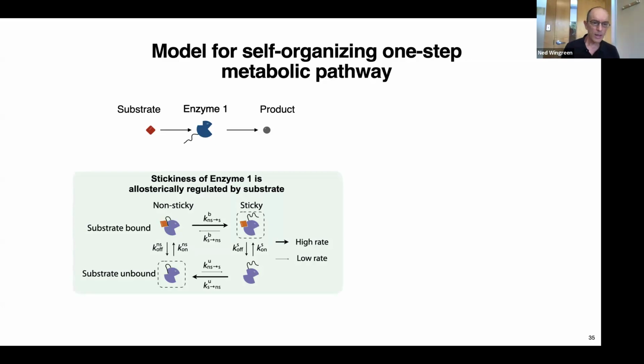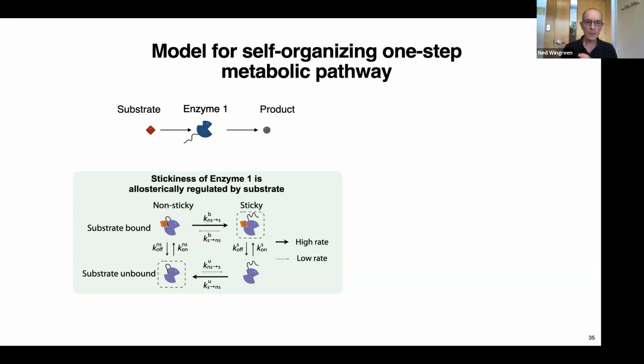The idea is that when the substrate is present, that's this little red diamond-shaped thing, it is going to stick in that allosteric site, and that sticking of the substrate in that allosteric site is going to release the tail. So if you go to the upper part of this little sketch of these 4 states, what happens is when the substrate is present, it binds to the allosteric site, it releases the tail, and that enzyme becomes sticky. And so it will tend to phase separate and form clusters.